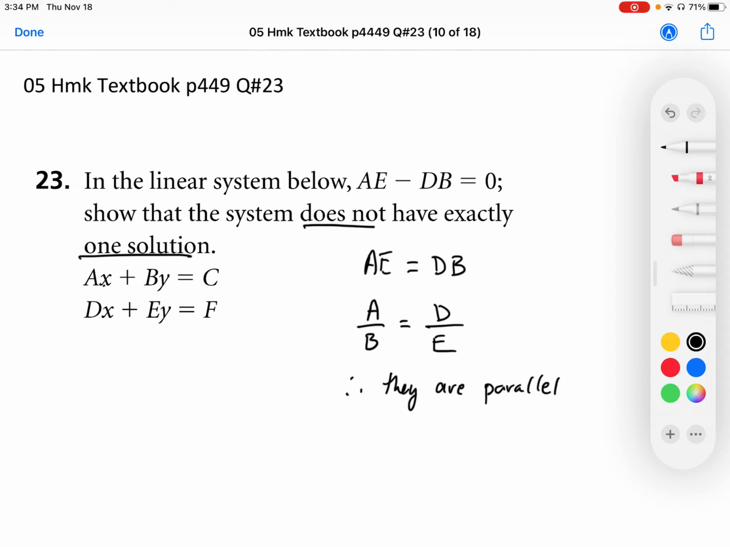Now, we know that there is a multiplier that goes from A to D and B to E, but we don't know if that same multiplier applies to C to F because we don't have any information about C and F. So although we know they're parallel, we don't know if they are the same line or if they are different lines because we don't know the ratio of C to F. So I'm just going to write here, C to F ratio is not known.